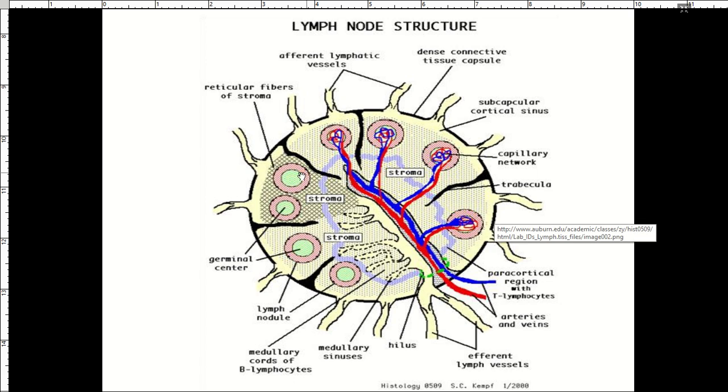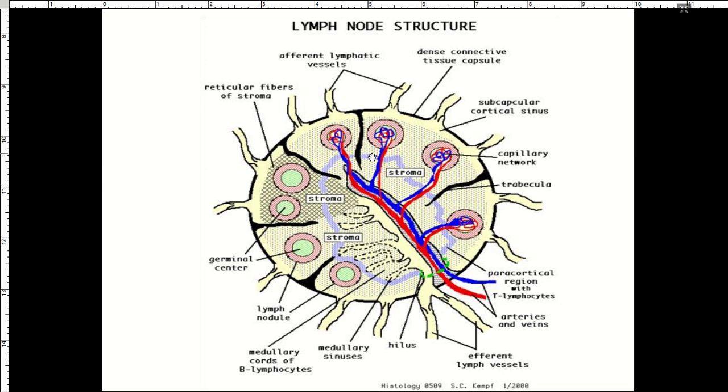Right. Another interesting thing. So this is a germinal center right here, another germinal center, another germinal center. This is a lymphatic nodule. So here you're going to have T lymphocytes surrounding the germinal center, and then here are going to be your B lymphocytes within the germinal center. You understand, right?